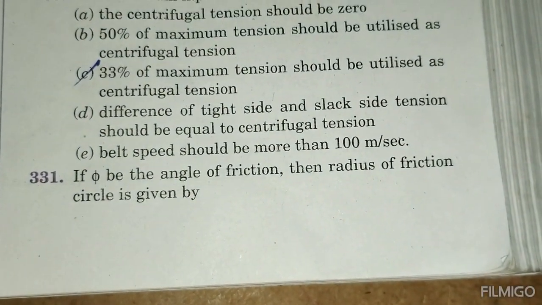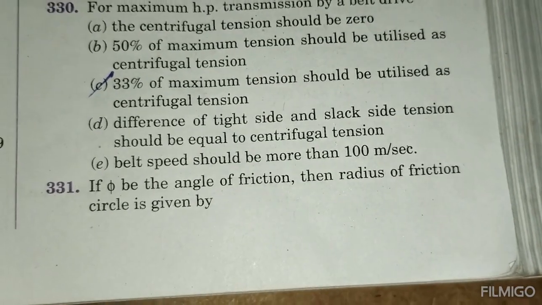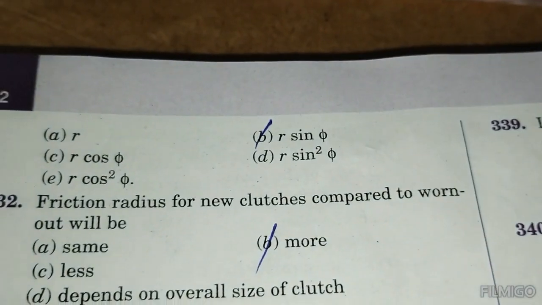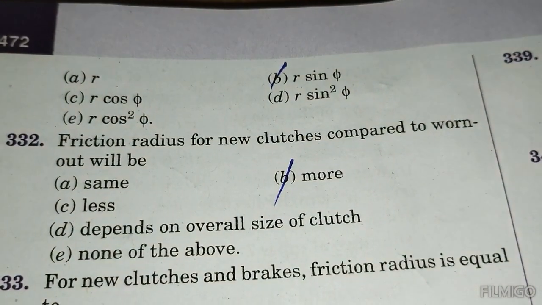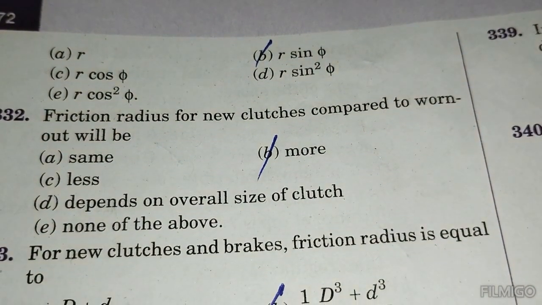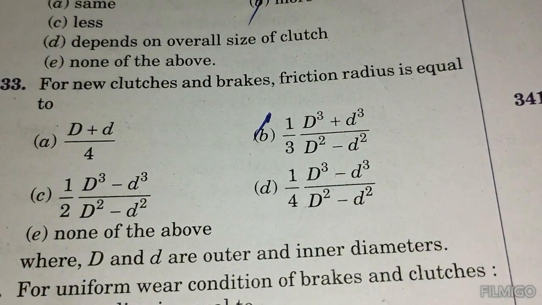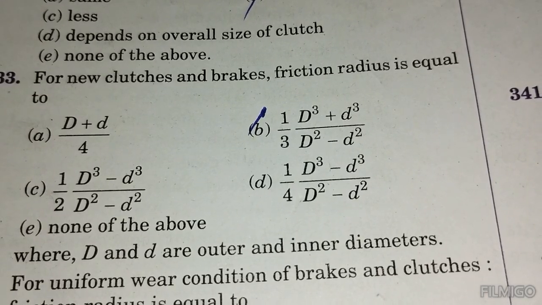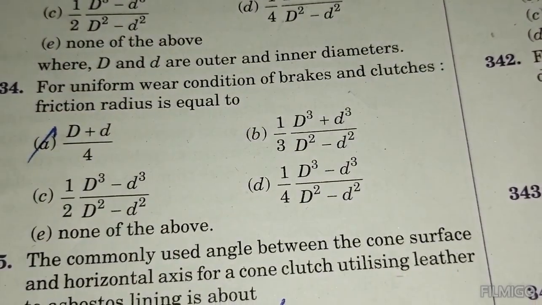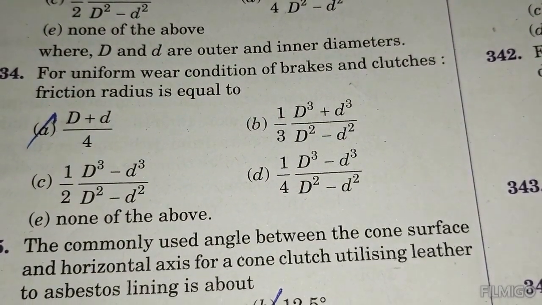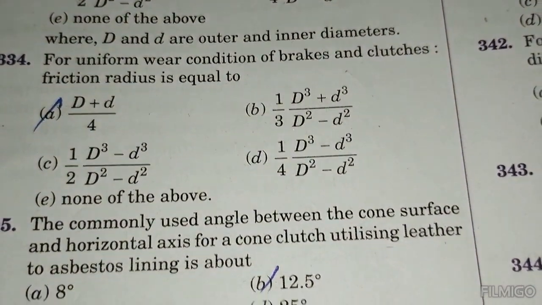If phi is the angle of friction, then radius of friction circle is given by R sin phi. Friction radius for new clutches compared to worn out will be more. For new clutches and brakes, friction radius is equal to 1 by 3 times D1 cube minus D2 cube by D1 square minus D2 square. For uniform wear condition of brakes and clutches, friction radius is equal to D1 plus D2 by 4.